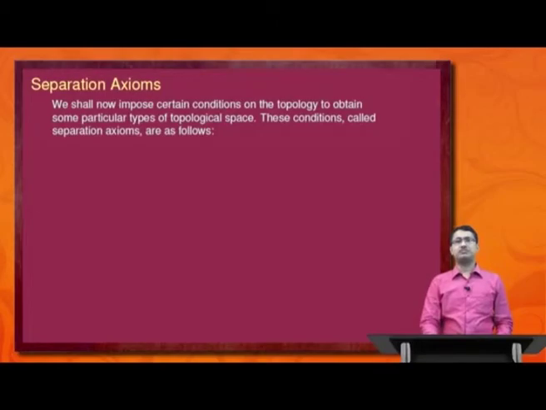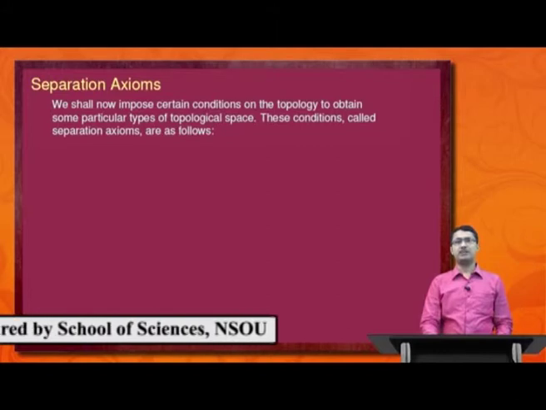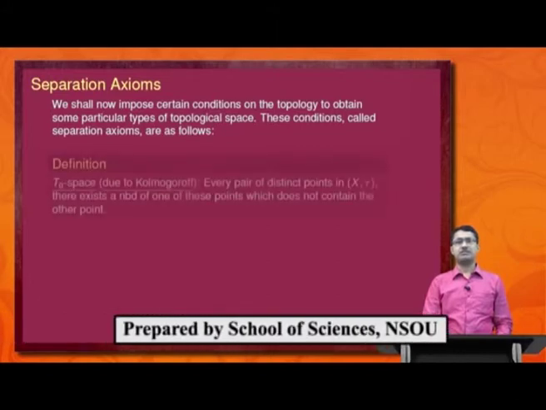We shall now impose certain conditions on the topology to obtain some particular types of topological space. These conditions, called separation axioms, are as follows. First definition, that is T0 space due to Kolmogorov.